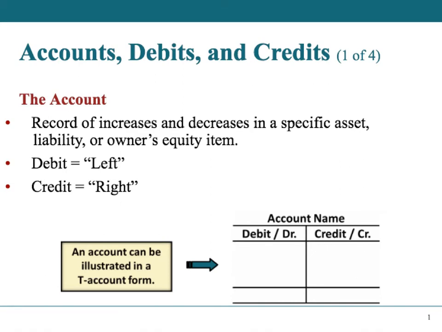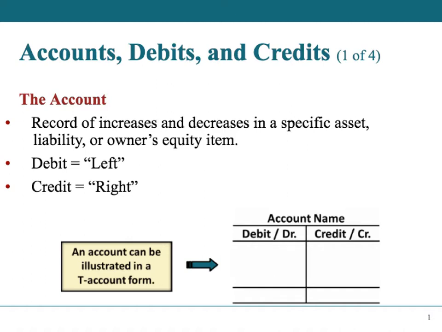Today we will start discussing the rules of debits and credits. And to begin the topic, we need to figure out what is actually an account. An account is a record that shows increases and decreases in a specific asset, liability, or owner's equity item. So think of it as almost a folder where you will accumulate specific details for cash, accounts receivable, notes receivable.